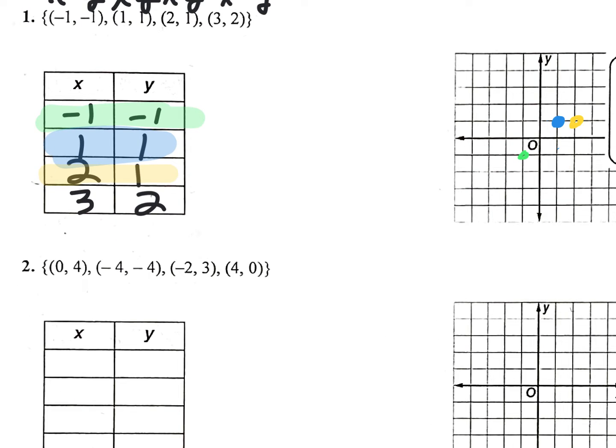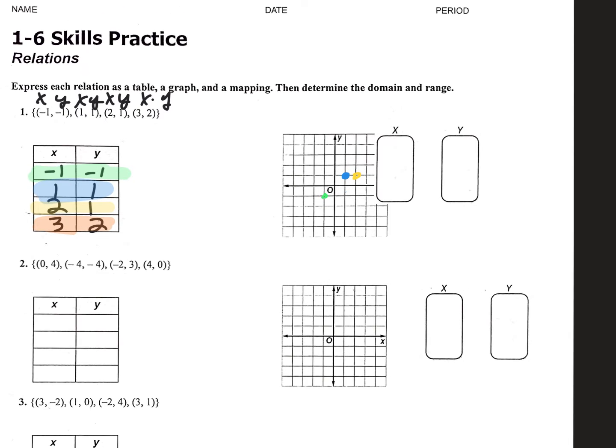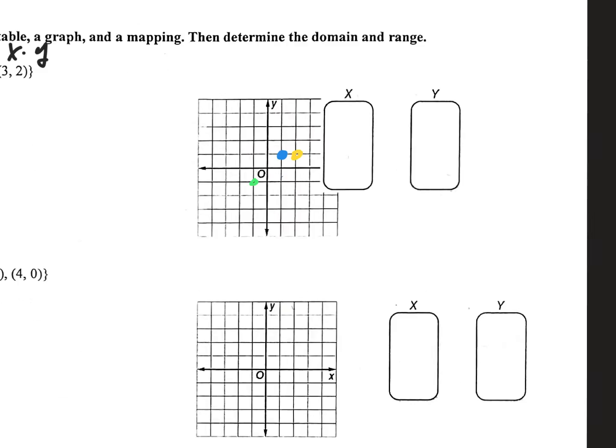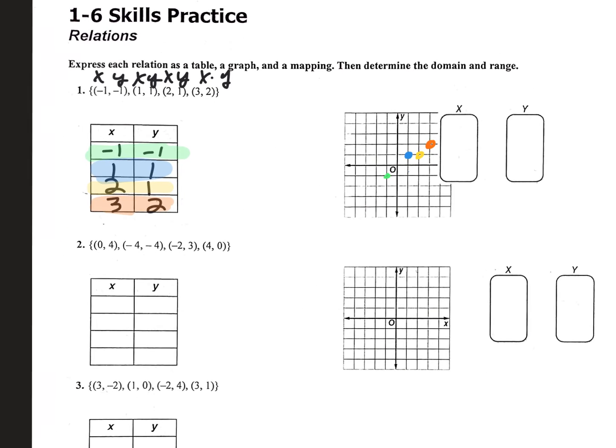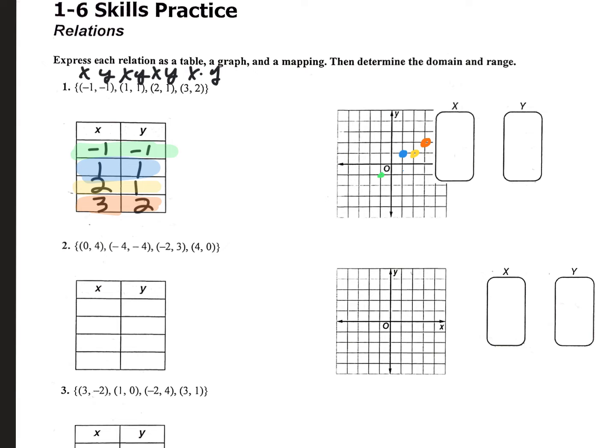And finally, 3, 2. Oops, that's not what I meant to do. 3, 2, those are both positive numbers as well. So that means we are going to go to the right 3 and then go up 2 because they were both positive. So part 2, after you've turned it into a table, we're going to graph those ordered pairs on the graph. Any questions about those?